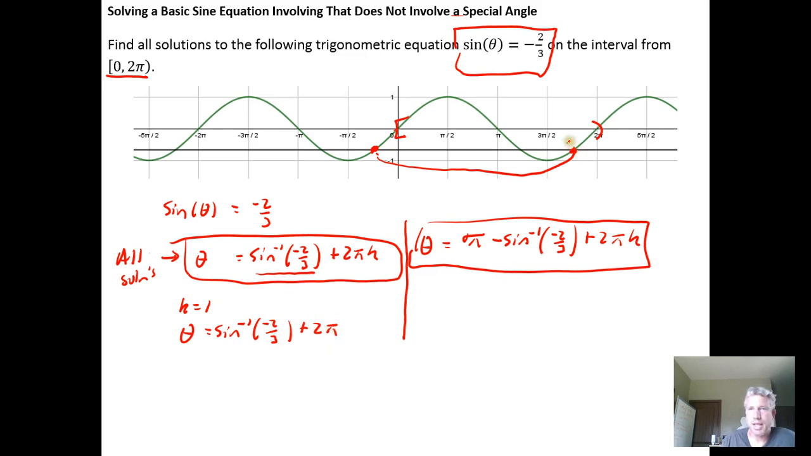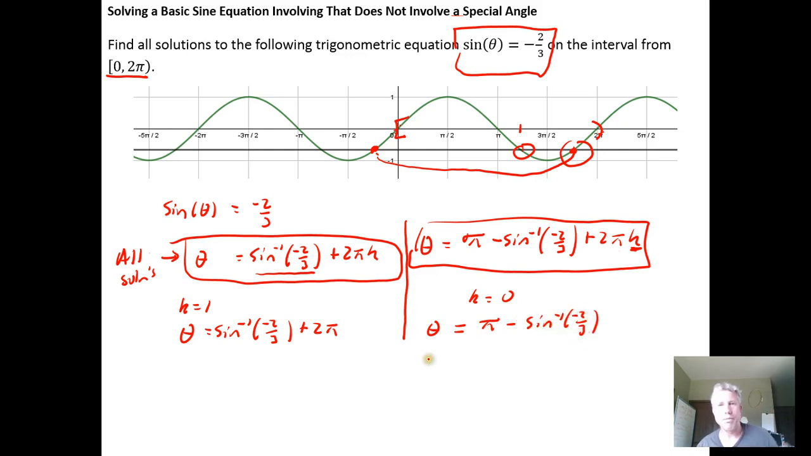That's going to give me this angle right here. The angle that was the supplement for this one is this guy right here, and he's already on the interval from 0 to 2 pi. So for the other solution, I'm just going to let k equal 0. If I let k equal 0, I just get another solution on the interval from 0 to 2 pi. It's going to be pi minus the sine inverse of negative 2/3.